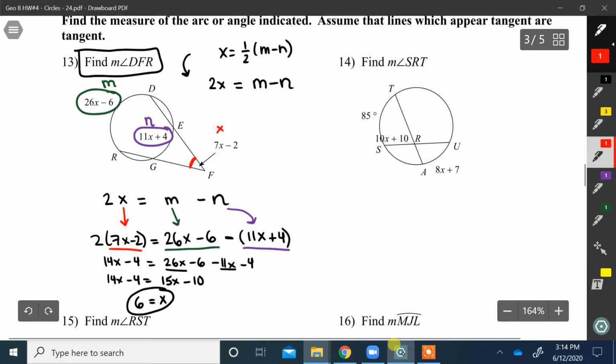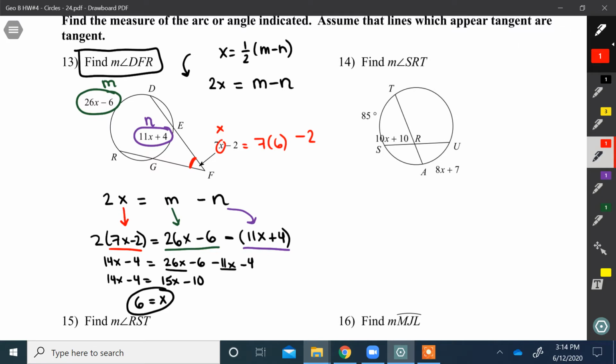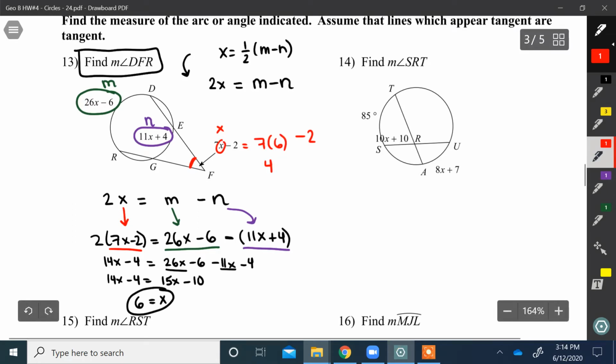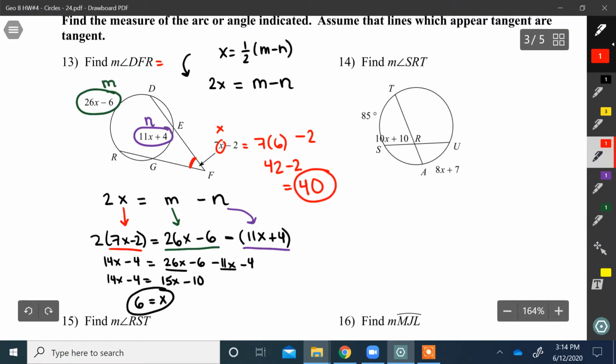Okay, and here's the final part. This x, you're gonna replace it with the 6. So it's now gonna be 7 times 6 minus 2. Okay? Of course, 7 times 6, it's not 40, it's actually 42. Minus 2 should be 40. And this right here is your final answer. That is the measurement of DFR.